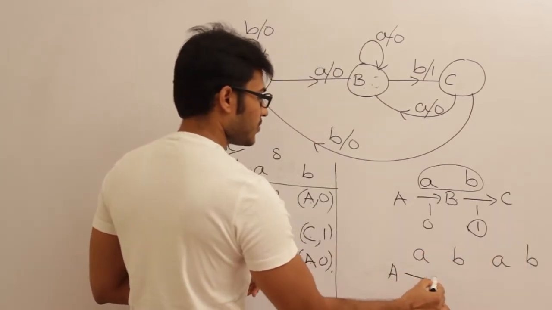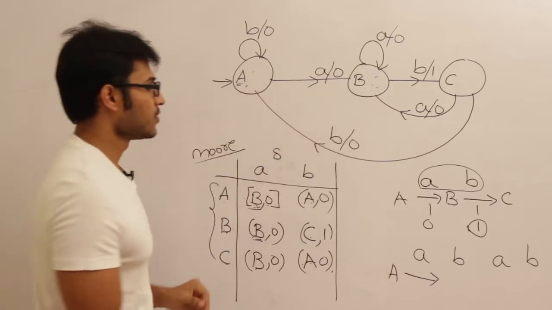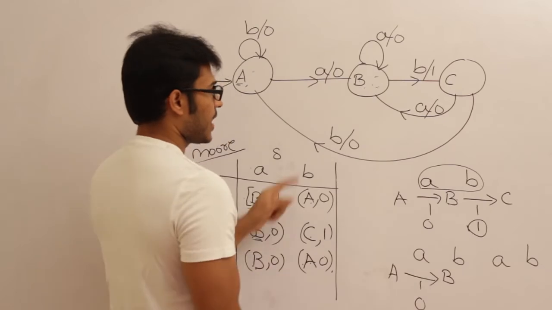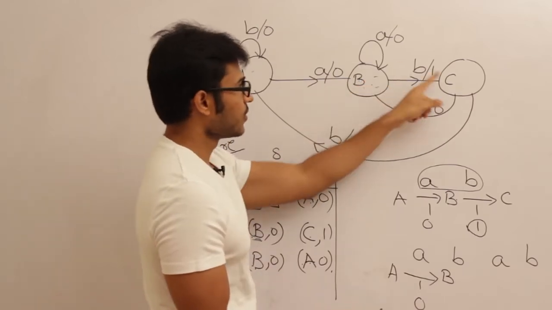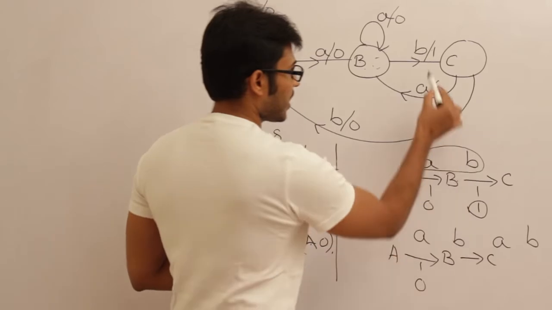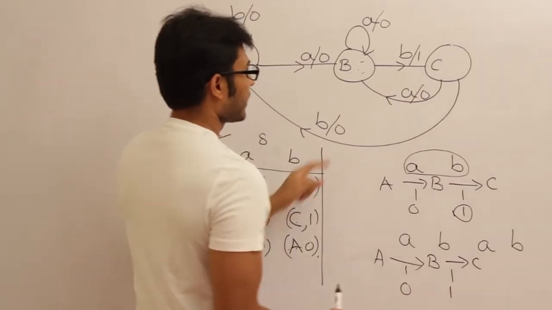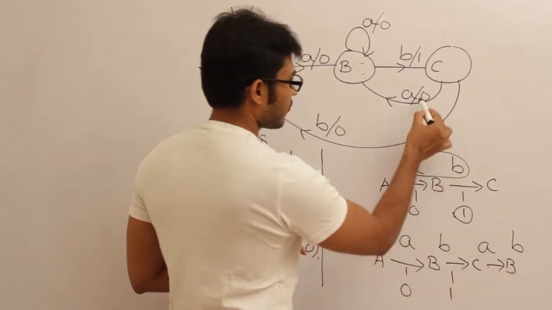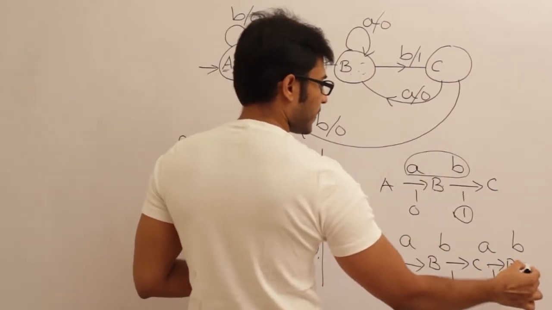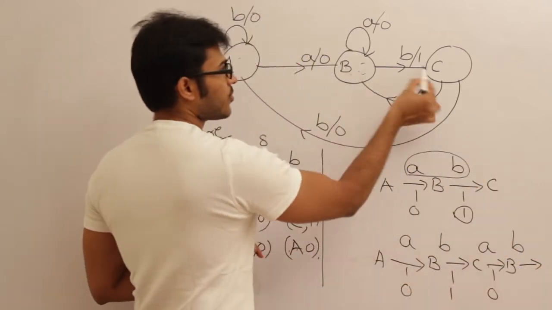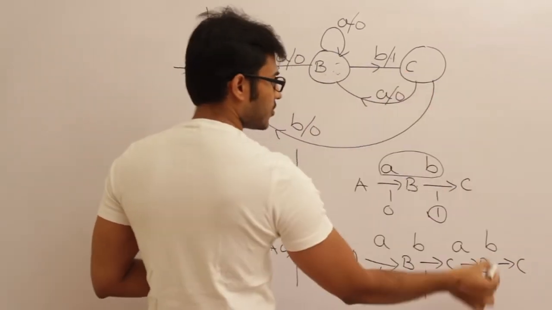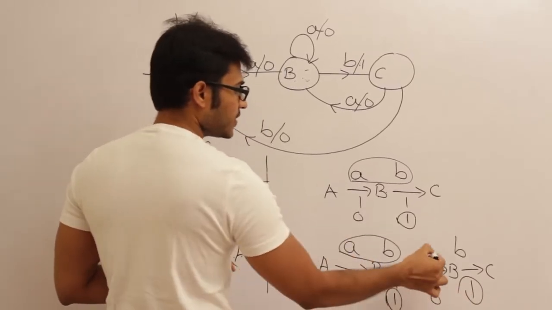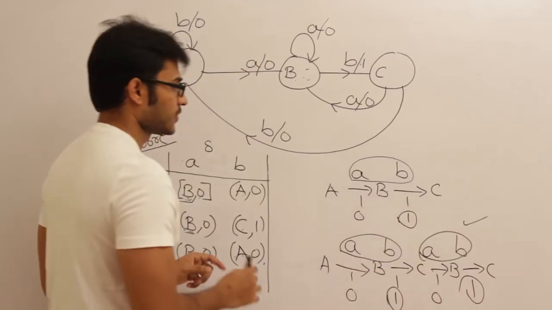Capital A on small a is going to capital B, and what is the output? It is 0. And capital B on small b is going to capital C, and what is the output? 1. And capital C on small a is going to capital B, and what is the output? 0. And capital B on small b is going to capital C. What is the output? 1. So I got 2 ones corresponding to 2 abs. Got it? So this is the answer.